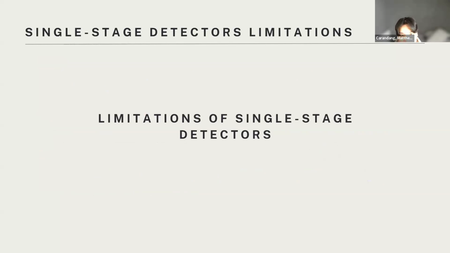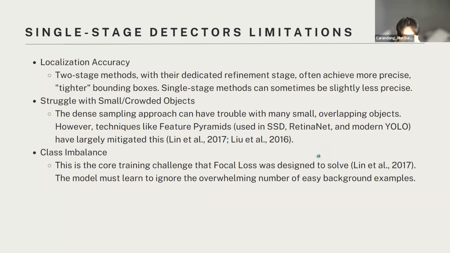Then moving on, we have the limitations of single-stage detectors. First of all is the localization accuracy. This is the trade-off with two-stage models. Since two-stage models have a dedicated refinement stage, they are better at getting perfectly tight bounding boxes. So single-stage object detectors are fast, but they're not as accurate as two-stage object detectors.